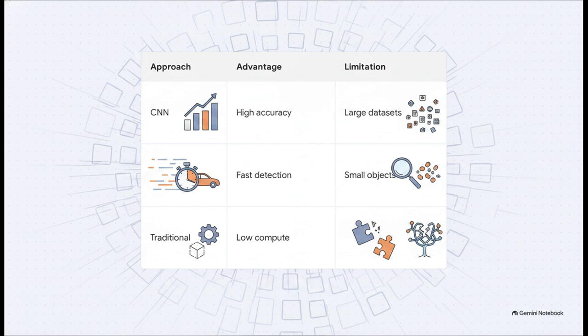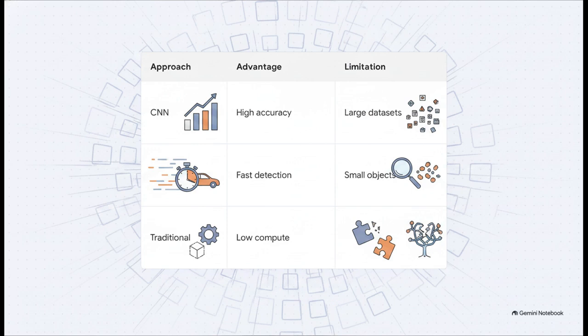But listen, a trend isn't just a popularity contest, right? It's about understanding precise engineering trade-offs. Take convolutional neural networks, or CNNs. They give you incredibly high accuracy, but they require massive data sets. YOLO models offer lightning-fast real-time detection, but they might completely miss small objects. And traditional vision methods are great for low compute power, but they're just not as adaptable.